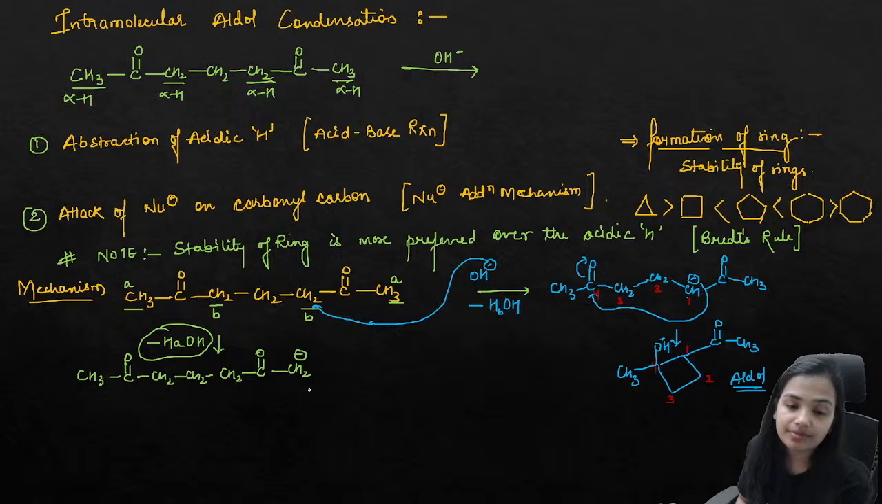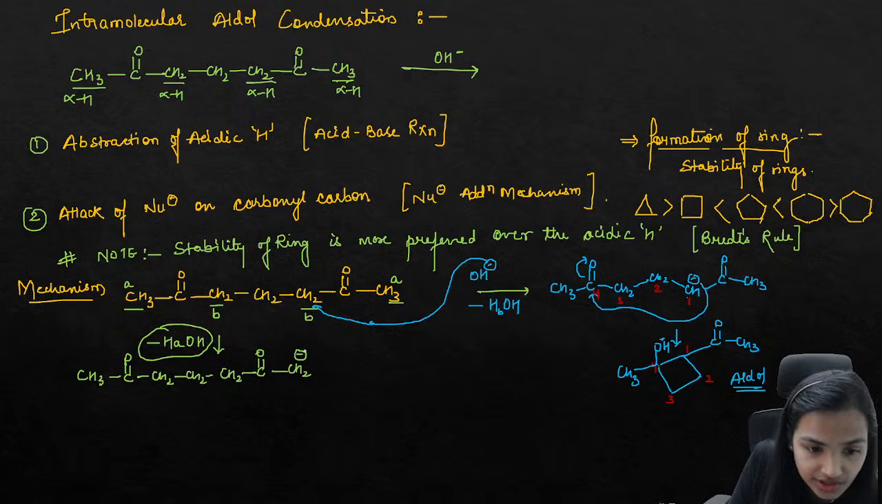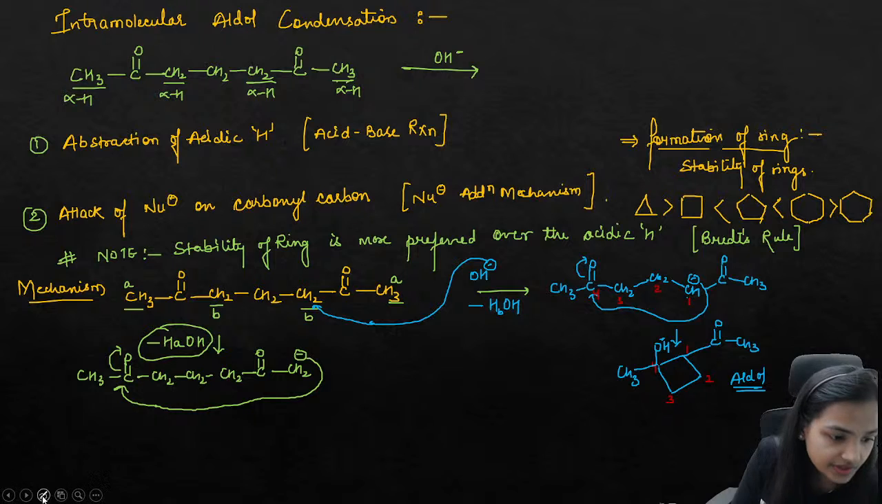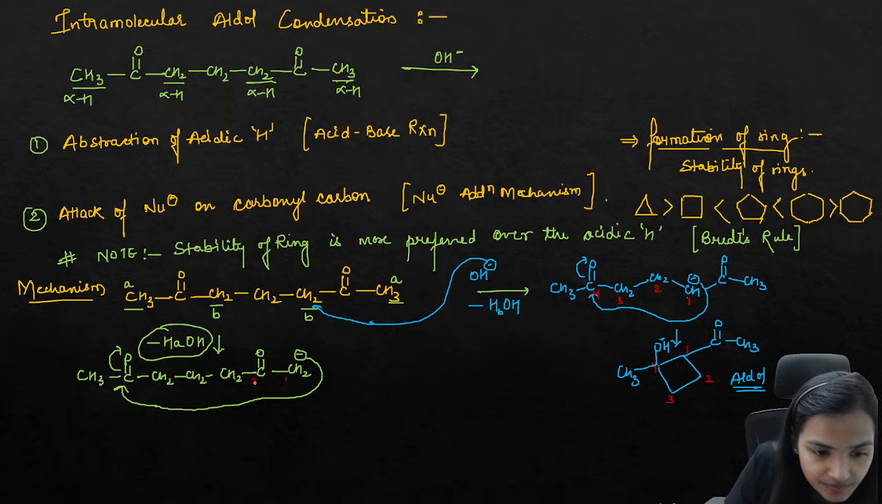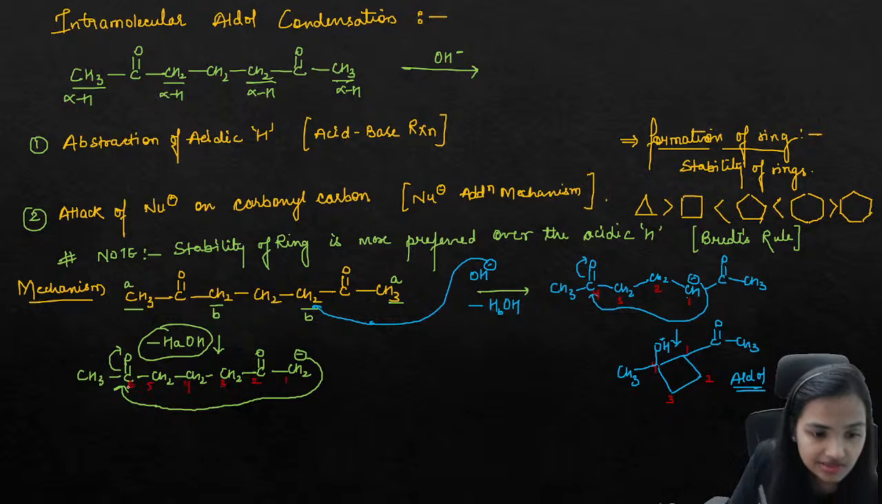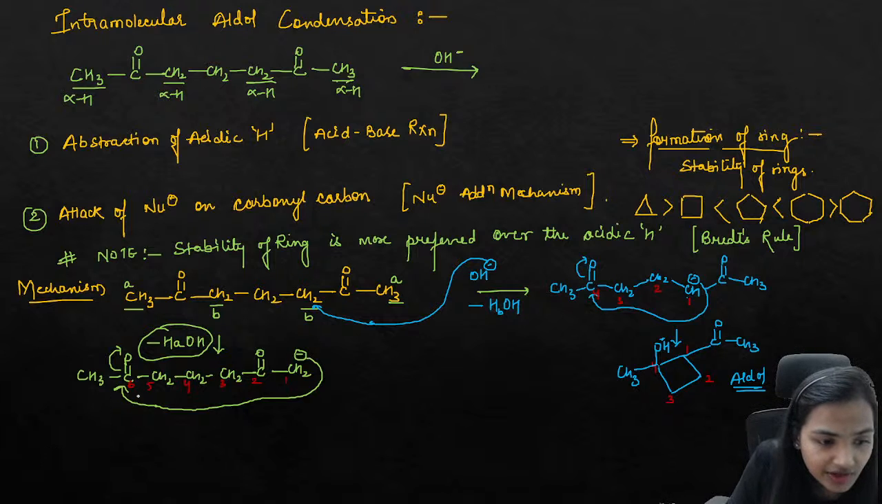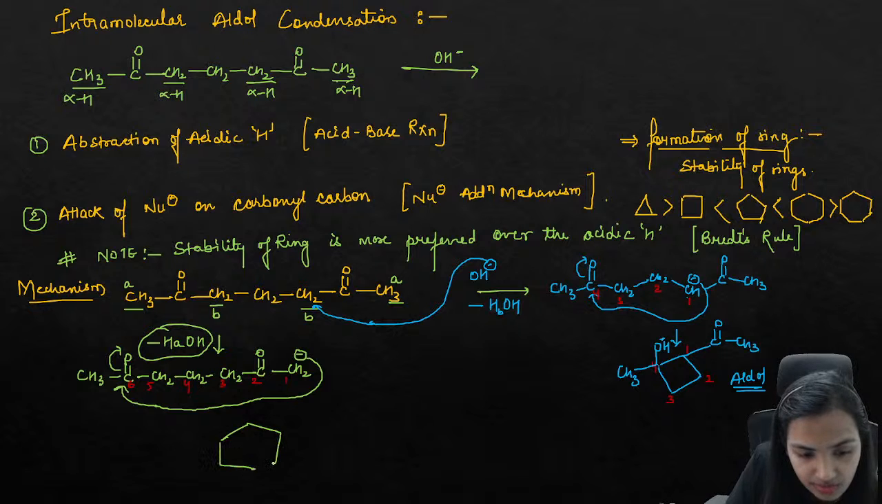This is your conjugate base, and this will be acting as a nucleophile. It will try to attack the carbonyl center, and the bond will be broken in such a way. If you count the number of carbons, you will find 1, 2, 3, 4, 5 and 6. These are the 6 carbons. So just form a ring of 6 carbons. Ultimately the 1 is forming a bond with the 6, so we will be getting a 6-membered ring.